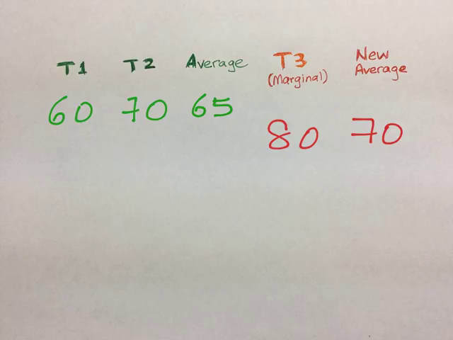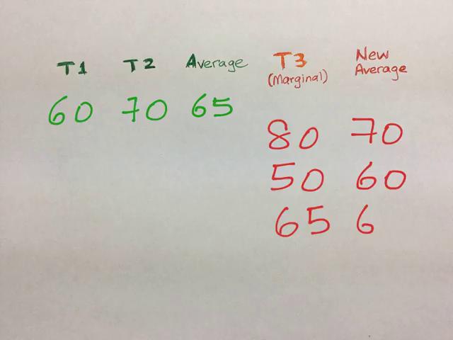But if you were to score 50 out of 100 in your test 3, your new average becomes 60 plus 70 plus 50 divided by 3, which is 60. There's a third scenario. If you received 65 out of 100 in your test 3, your new average then is 60 plus 70 plus 65 divided by 3, which is 65.